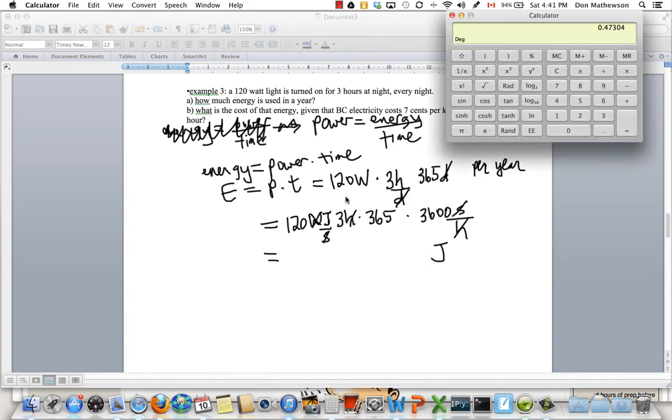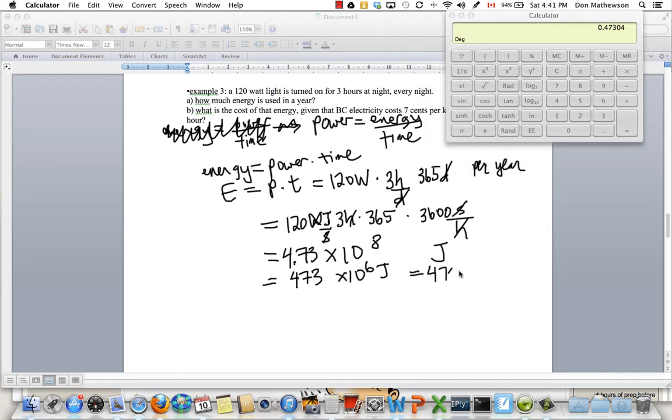Okay, so calculations show this works out to be 4.73 times 10 to the power of 8. So that's 473 million joules. 473 times 10 to the 6 joules, or 473 megajoules. So I'm moving 2 powers of 10 from the 8 over here to make it 473. That's why the power dropped from 10 to the 8 down to 10 to the 6. And that's how I went from 4.73 up to 473. So that's the amount of energy used in a year.